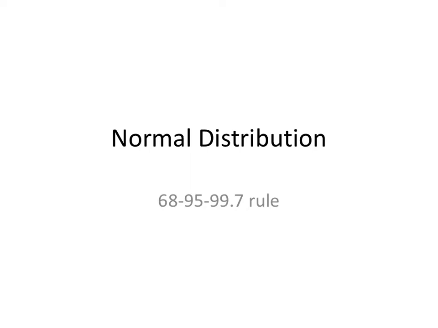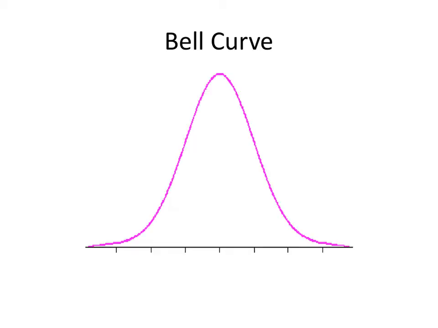This video takes a look at normal distribution and the 68, 95, 99.7 rule. Okay, so if we are told that our data set has a normal distribution or is normally distributed, then we know we can predict the distribution of that data, what that will look like. We know that it will be centered around the mean.